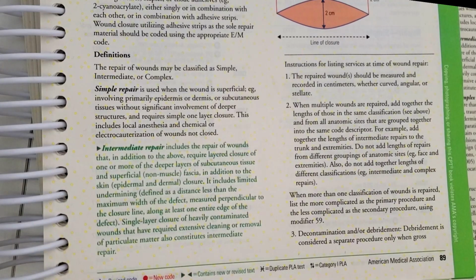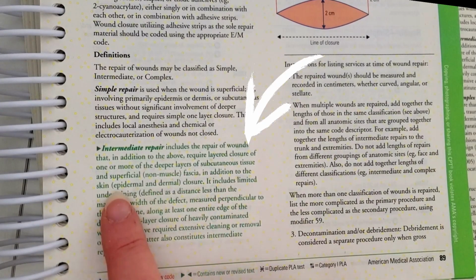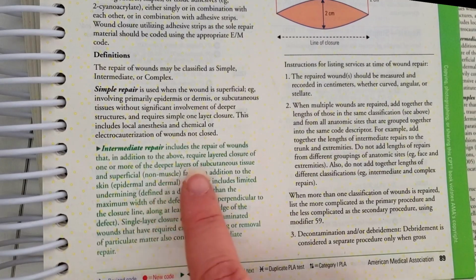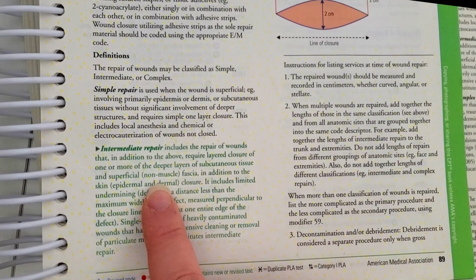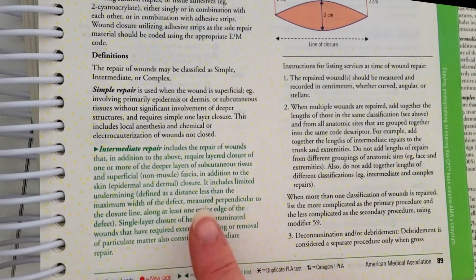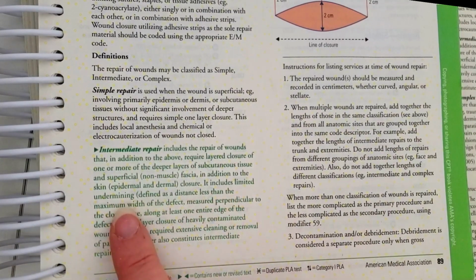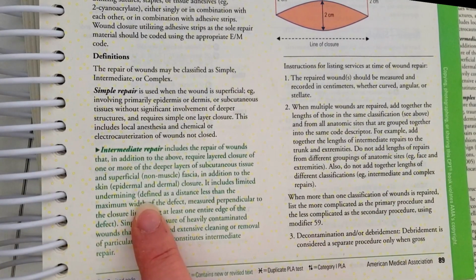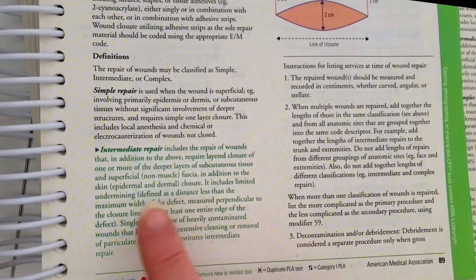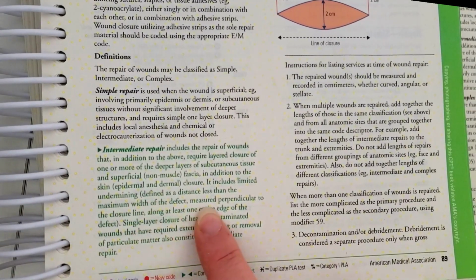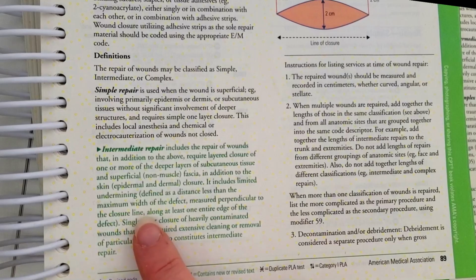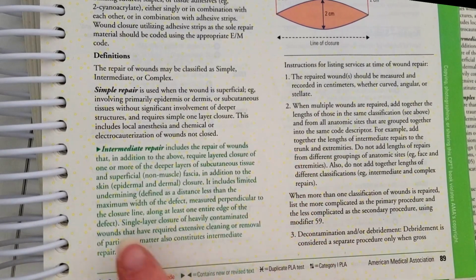In an intermediate closure, it's more than a one-layer closure. So we would do maybe the epidermal or dermal tissue, as well as the subcutaneous or fascia. It can include a limited amount of undermining. A limited amount of undermining is defined here as a distance less than the maximum width of the defect measured perpendicular to the closure line along at least one entire edge of the defect. And we'll talk more about that later.